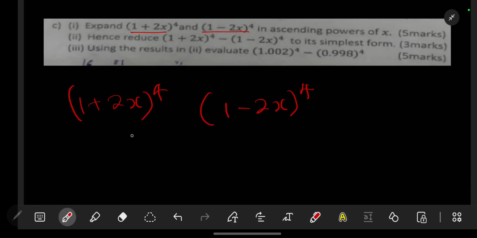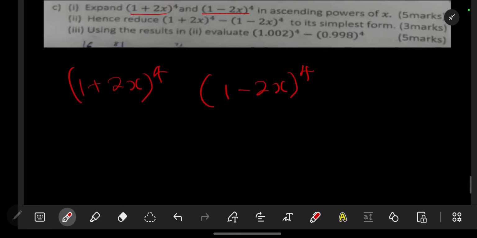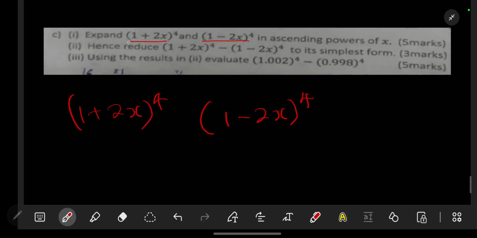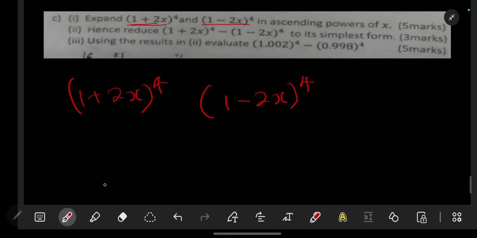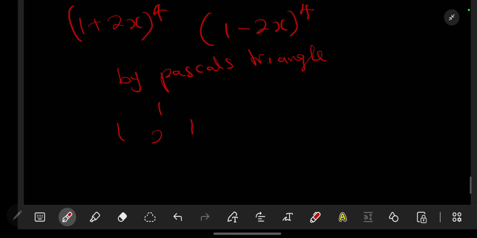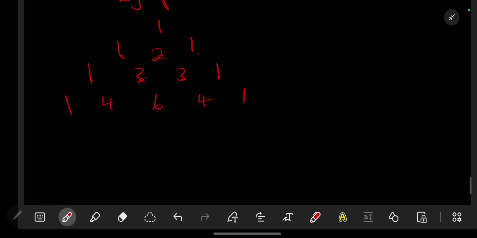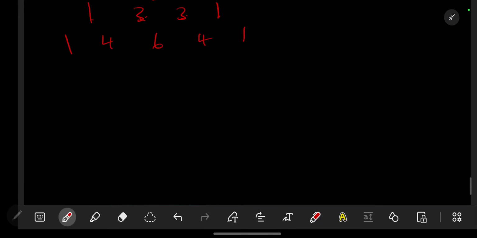So this means that to expand this, we are going to use Pascal's triangle. The power is 4, so we say 1, 1, 1, 2, then 1 plus 2 is 3, 2 plus 1 is 3, 1 outside. This plus this is 4, this plus this is 6, this plus this is 4, 1, 1 like that. So using these, we are going to expand both of them.